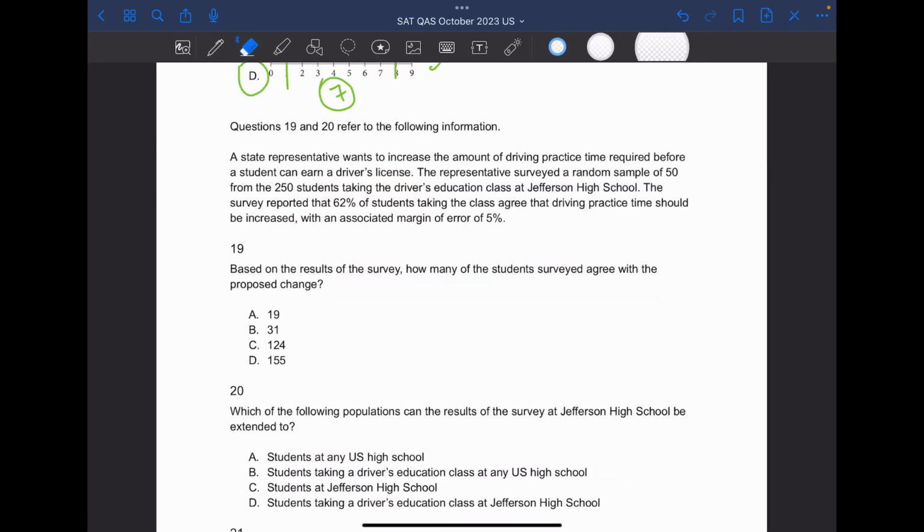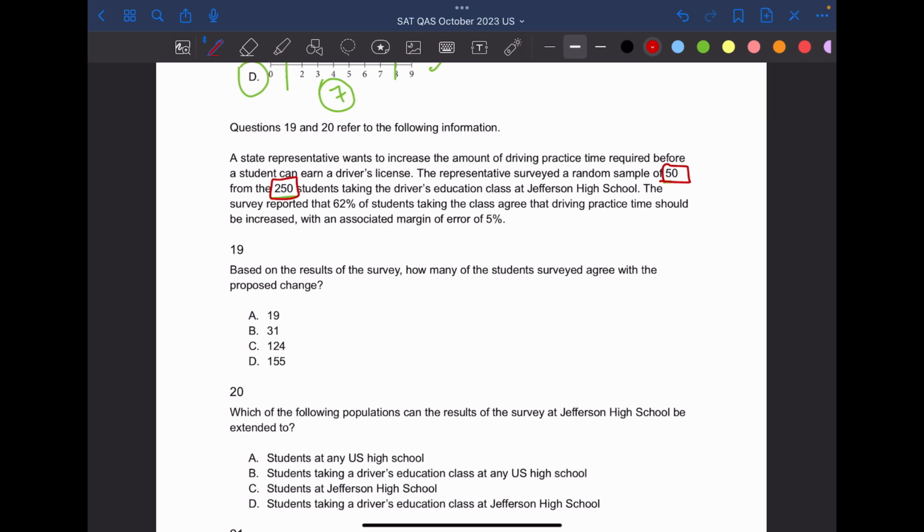Questions 19 and 20 refer to the following information. A state representative wants to increase the amount of driving practice time required before a student can earn a driver's license. The representative surveyed a random sample of 50 from 250 students taking the driver's education class at Jefferson High School. The survey reported that 62% of students taking the class agreed that driving practice should be increased with an associated margin of error of 5%. So our sample is 50 and not 250. This is a very common mistake. 50 people were sampled out of 250 taking the driver's education class. So 50 is our sample.